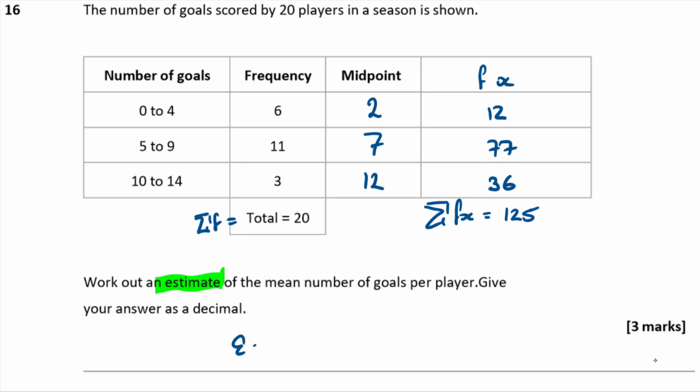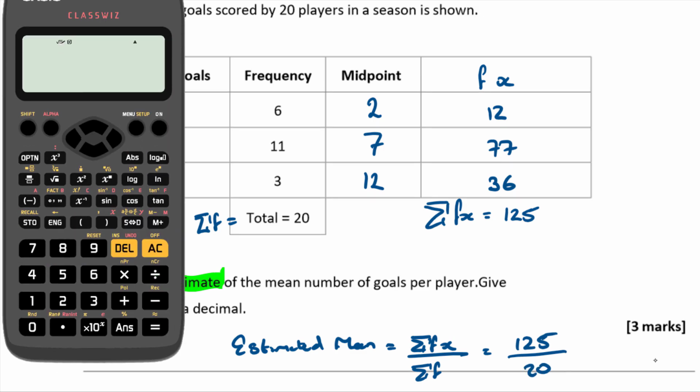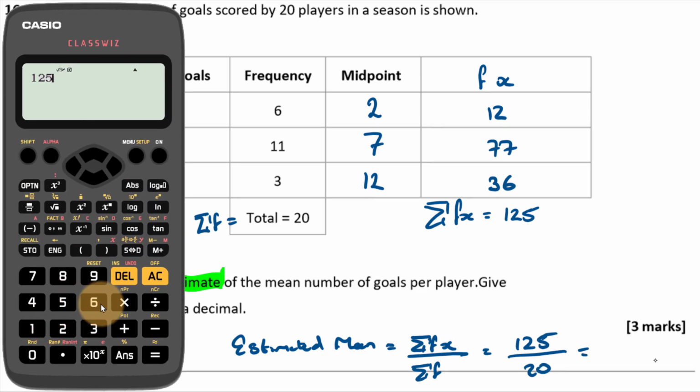So then the estimated mean is going to be sigma fx divided by sigma f. Okay, that's the official formula for it if you didn't know. 125 over 20. What's that then? 125 divided by 20 comes to 6.25. 6 1/4 goals.